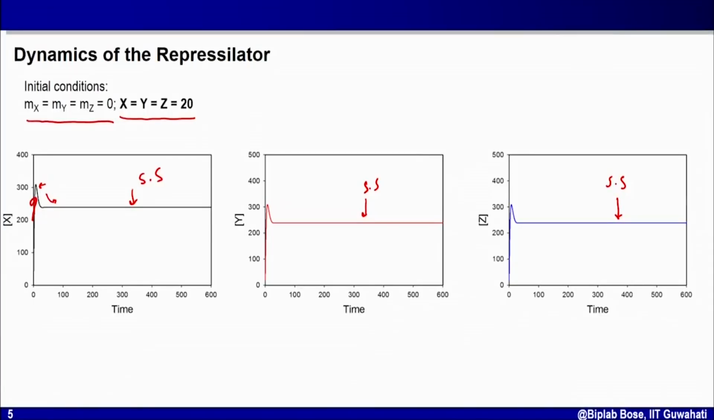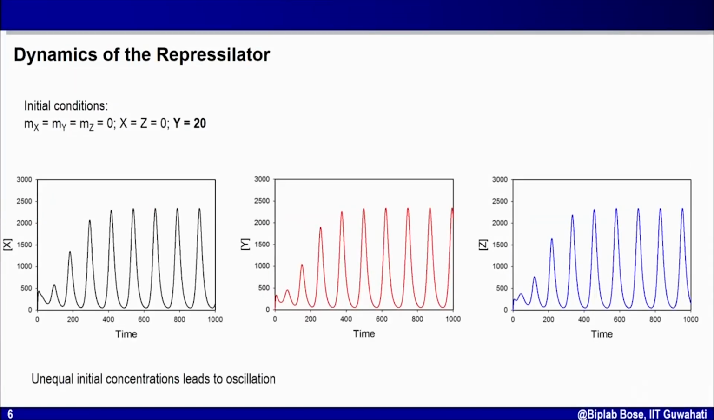Now let us simulate the same system with a bit different initial condition. Pay attention to this. At t equal to 0, all mRNA I have considered m equal to 0, but I have imbalance in x, y and z at protein level. So what I have considered? X and z I have kept at 0, they don't exist in the cell. Y I have kept at 20. In the previous simulation, I had x, y and z equal to 20. In this case, only y is equal to 20, x and z are 0.